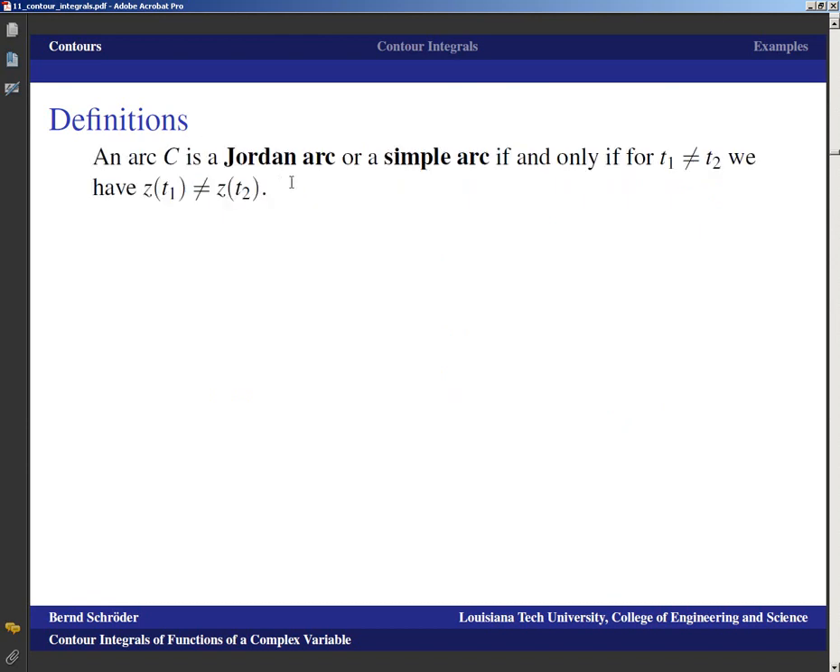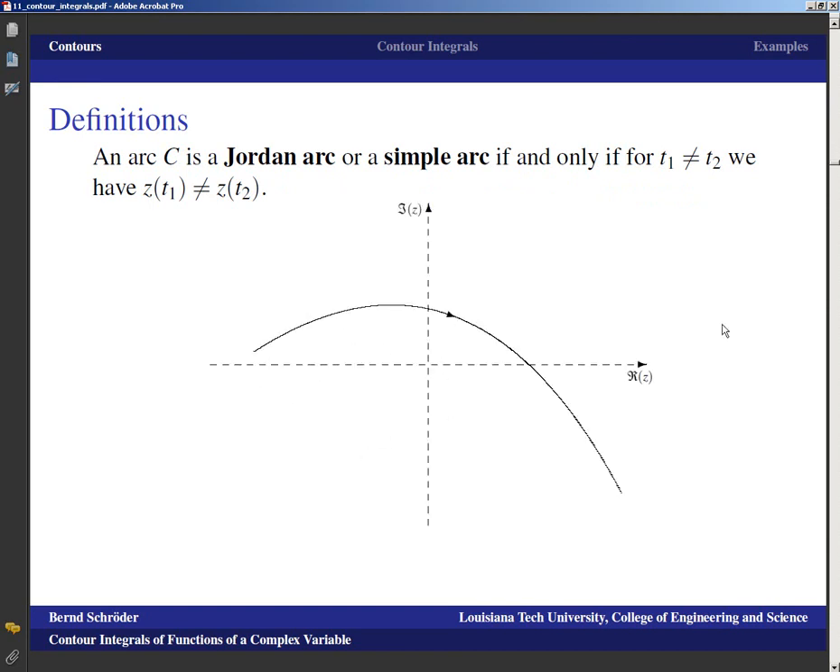An arc is called a Jordan arc or a simple arc if and only if for t1 not equal t2 we have z(t1) not equal z(t2). You remember in the previous picture, those loops, basically the curve intersected itself. In a Jordan arc, you don't have these self-intersections. You just go from the starting point to the ending point, and you don't have anywhere where the curve comes to the same point twice.